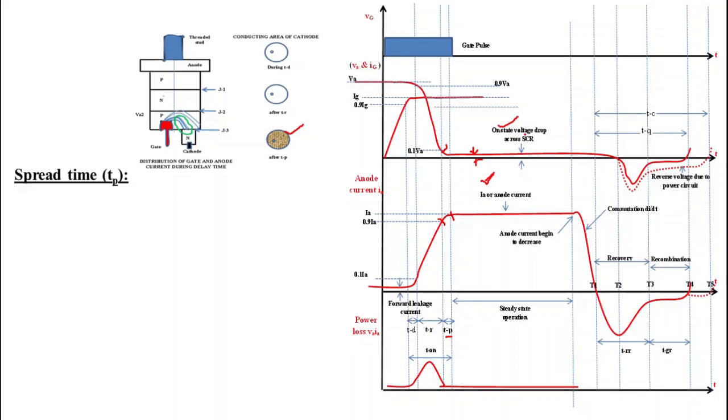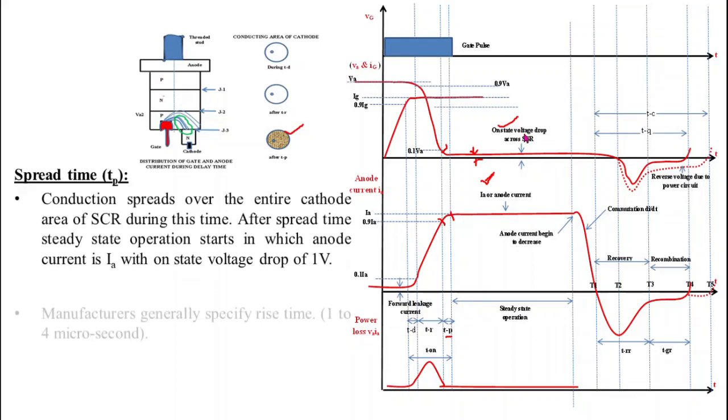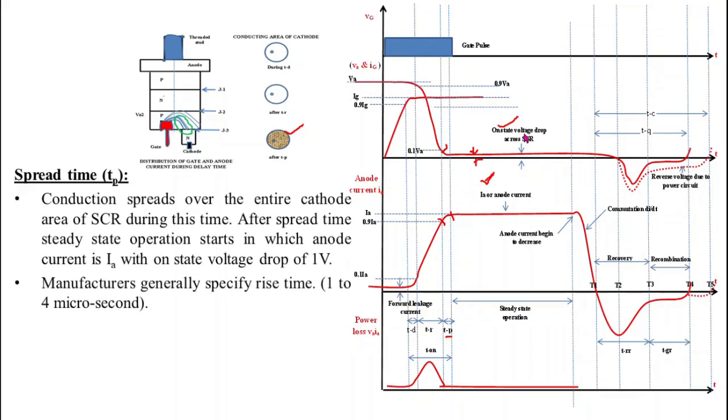Manufacturers generally indicate rise time instead of turn on time. Why do they do so? As I already told you, this is because delay time and spread time are very small, that is a fraction of a microsecond. That's why rise time is nearly equal to turn on time.